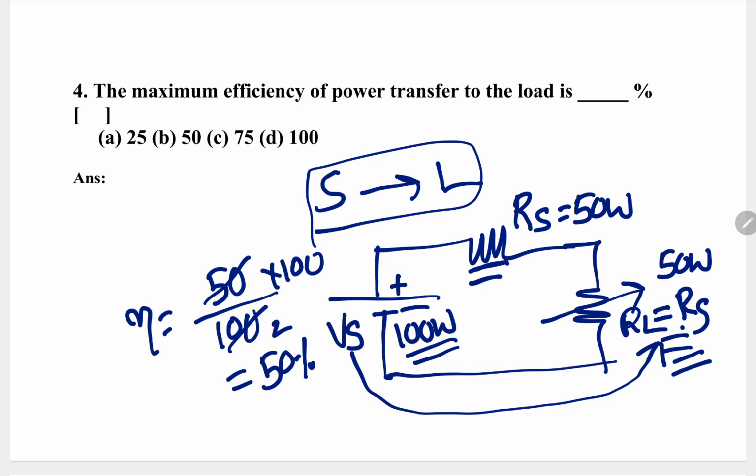During the maximum power transfer condition from source to load, the efficiency is only 50%, because out of the 100 watts, half of the power is wasted in the internal resistance and only the remaining half is delivered to the load. Because of that, the efficiency is only 50%. So the answer is B.